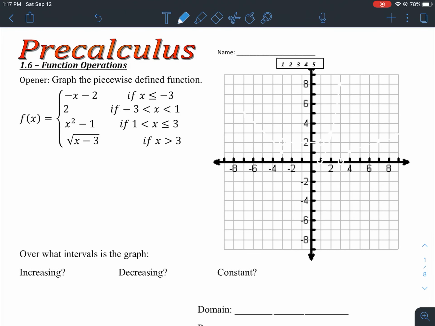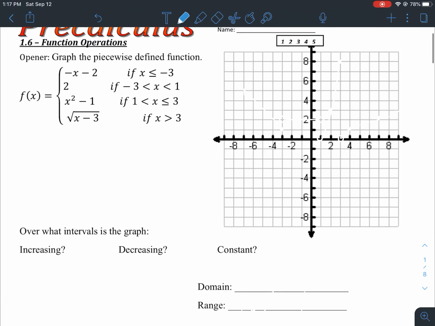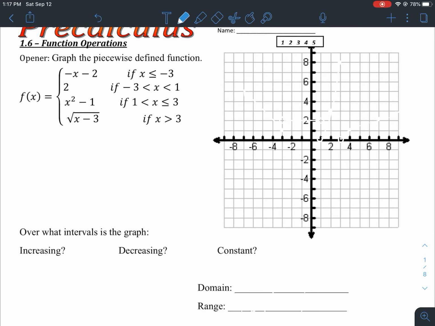You can see on the first slide it's an opener. So I'd like you to go ahead and pause the video for a few minutes, graph the piecewise function, and then answer the questions: where is the function increasing, decreasing, or constant, and what is the domain and range? Come back and start the video back up when you've completed it.